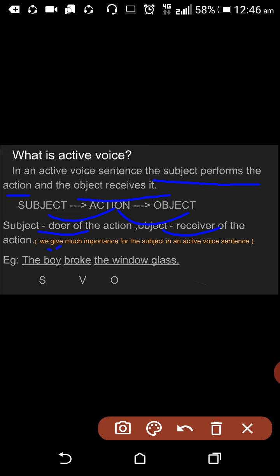Since the subject is doing the action in an active voice sentence, the subject is given much importance. We focus on the subject only, we stress on the subject only in an active voice sentence. We give much importance to the subject because the subject is the one doing the action. It is clear that the subject is doing the action in an active voice sentence. So we give much importance to the subject.